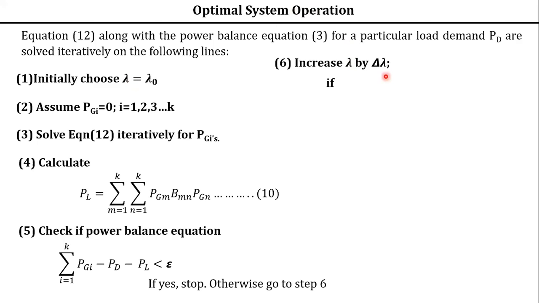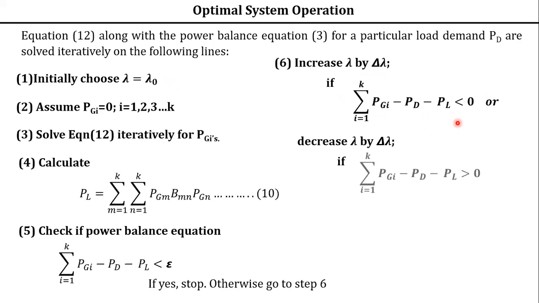Understood? So increase lambda by delta lambda if it is less than 0. If the power balance equation value, PGI total generation minus load minus loss, is less than 0, then increment the lambda by delta lambda. That is, assumed 15, now you assume 16. Suppose this power balance equation is greater than 0, then decrease lambda by delta lambda. Understood? So this is what you have to do.